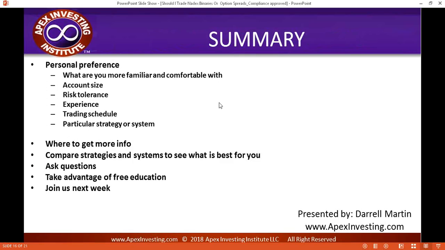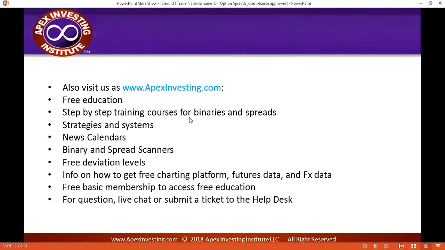Okay, and again, I'm not telling you one's better than the other. Part of it's a personal preference: what are you more familiar with, what product do you understand, what's your risk tolerance, and what's your trading schedule? How much time do you have to trade, do you have longer amounts of time to be in that trade while it's making its big trend? But again, a lot of it has to do with the market condition. Okay, so compare them and see what works for you.